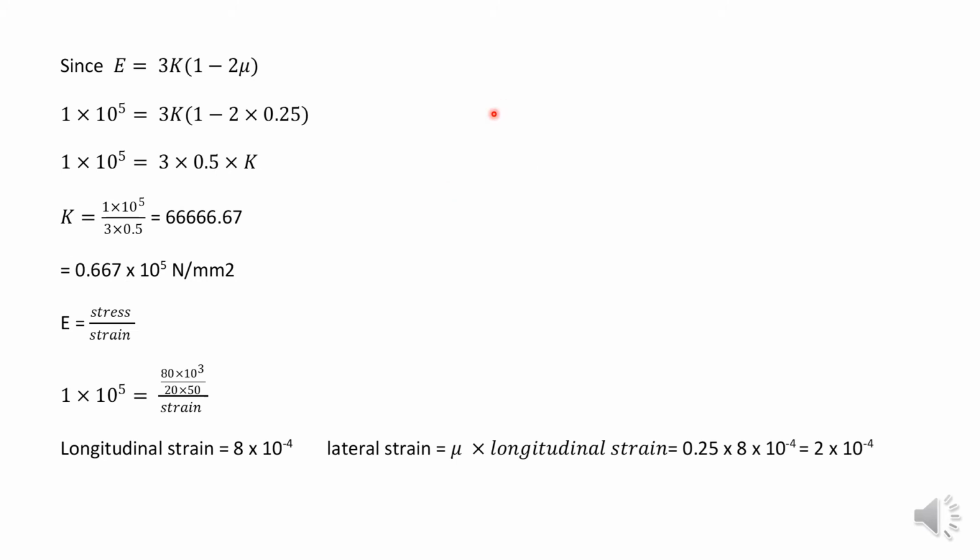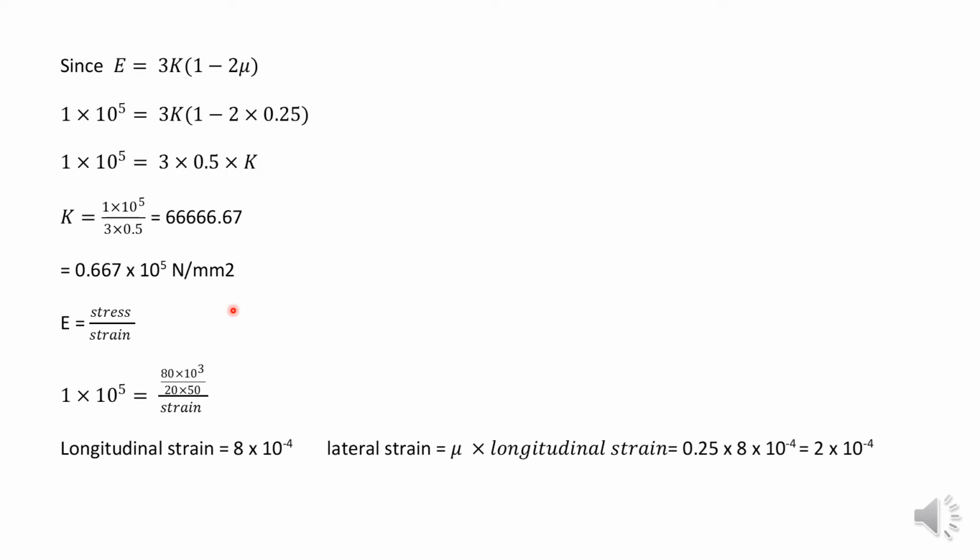We got the value of Poisson's ratio, and we have a relationship between Young's modulus and bulk modulus. So write down the equation and find out the value of bulk modulus. Now bulk modulus K is equal to 0.66 into 10 raised to 5 Newton per mm square. Now we know the value of Young's modulus, bulk modulus and also shear modulus. Now E is equal to stress divided by strain.